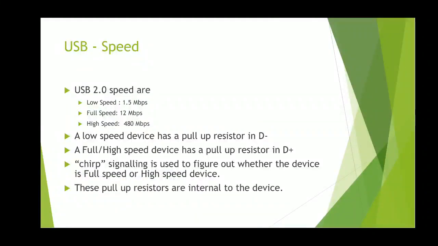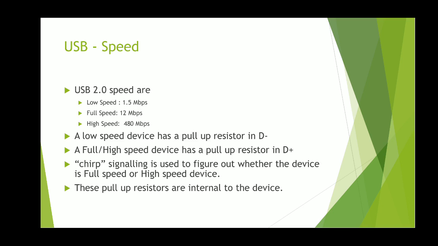The USB standard supports multiple speeds of operation, and the speed of operation increases from USB standard 1.0 to USB standard 4. In the case of USB 2.0, the speeds are low speed mode, full speed mode and high speed mode, and this speed ranges from 1.5 Mbps to 480 Mbps.